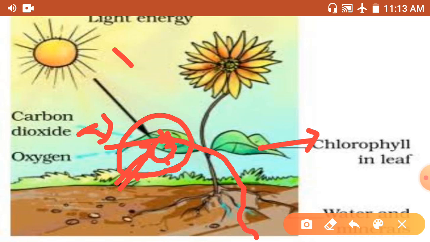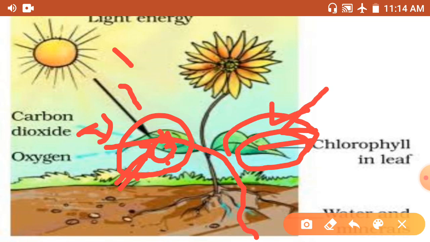The leaves have a green pigment called chlorophyll. It helps leaves to capture solar energy. This energy is used to synthesize food by the process of photosynthesis. During photosynthesis, the chlorophyll-containing cells of leaves, in the presence of sunlight, use carbon dioxide and water to synthesize carbohydrates.